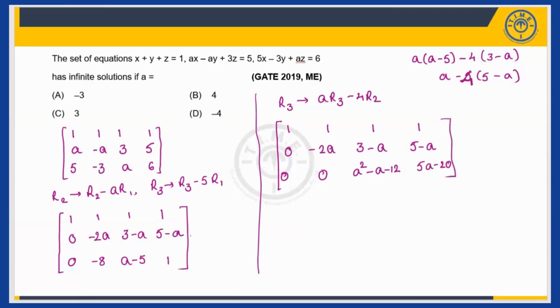Now, as he said, infinitely many solutions. So that means these two should be 0. So that is 0 for A equal to 4. And this is 0 for which values? A equal to 3 and A equal to 4. Is it 3? I don't think so. Minus 3. Right. So among these two, which is common? A equal to 4 is common.